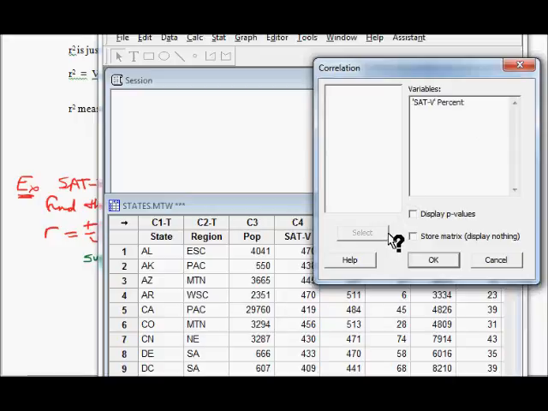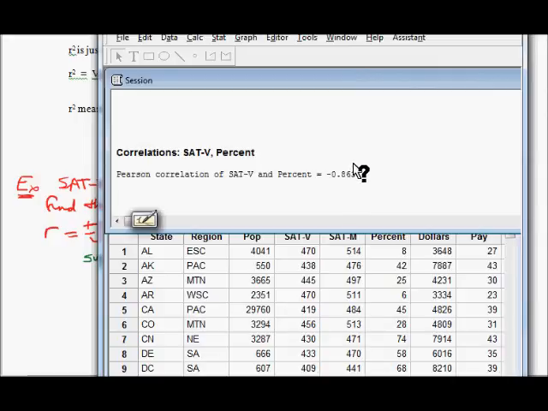I don't want the p-value. Remember we talked about this with the correlation. You don't want to put the p-value in there because it can confuse you. What's the correlation? What's the p-value? Because a p-value can look like a correlation. So click OK. There it is.